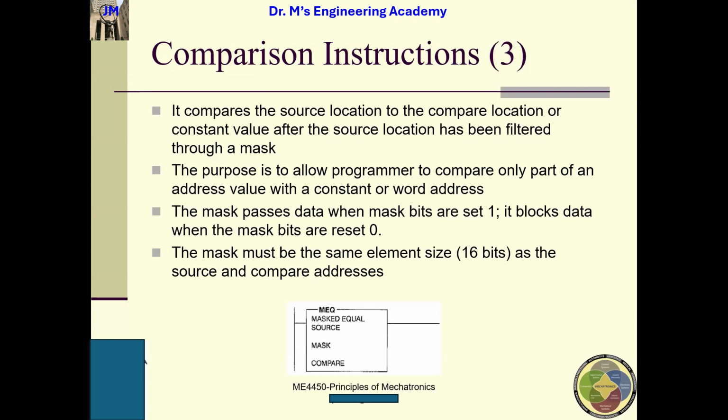So MEQ is special, and this one has how many arguments? This one has 3. It has source A and compare B, which you want to compare, to see if they match. But we have a third argument, and the third argument is the mask that filters something.